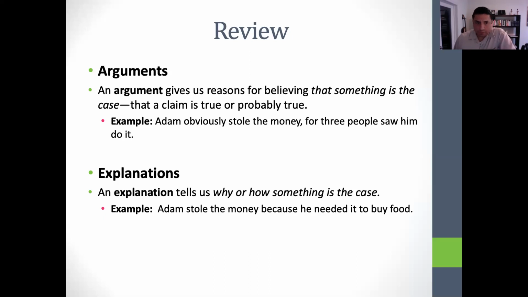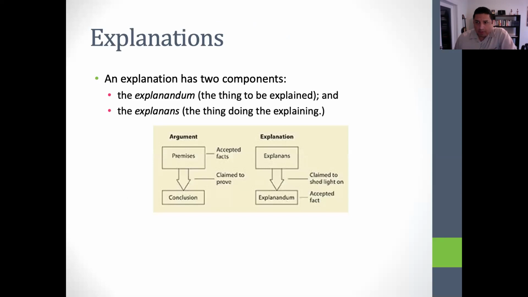Okay, so now we want to learn a little bit more in depth what explanations consist of, what their components are. Well, they have 2 components. In an explanation, there's going to be the explanandum, which is the thing to be explained. These are technical terms, Latin terms. The explanandum refers to the fact, the phenomenon that needs explaining. And then the explanans is the thing that is doing the explaining.